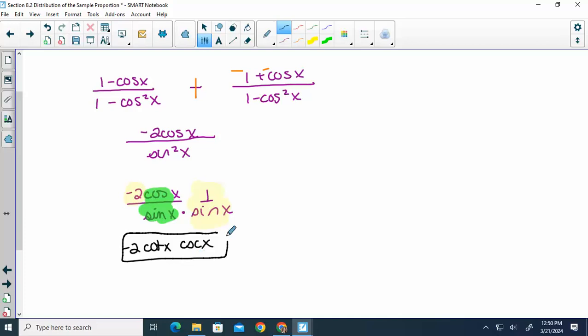Okay, so kind of like the last one, we just separate this. I made it like a negative 2 cosine over sine, and a 1 over sine. Okay, just kind of showing you some different ways we can manipulate these.